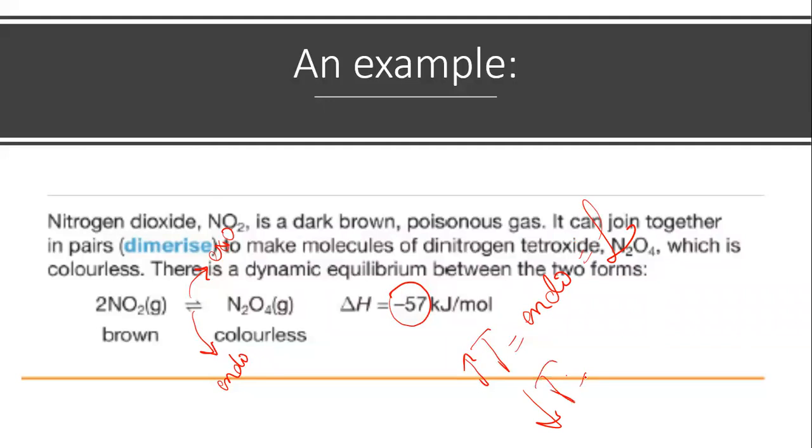What happens if I decrease the temperature? It will shift to the right side, towards the exothermic side. Exactly. It will shift to the exothermic side, so it is going to end up shifting towards the right side. So this is how you're going to solve the question.